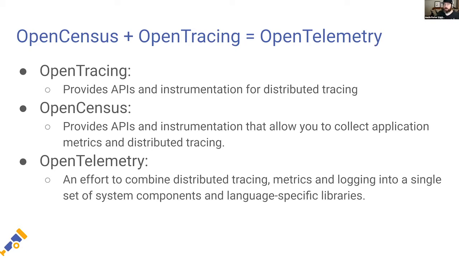The other problem was it meant that an open source library author couldn't necessarily say, I want to add tracing support to my library that I'm going to give to other people, because there wasn't a good open source API to code those traces against. So that's the world OpenTracing came from.